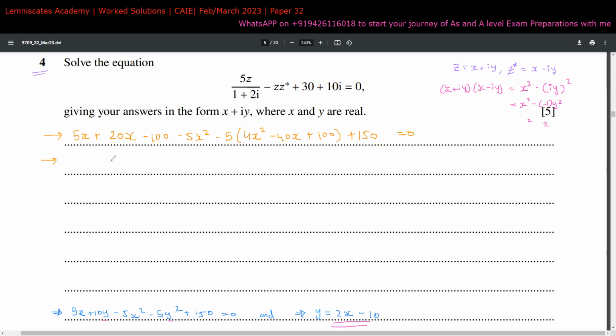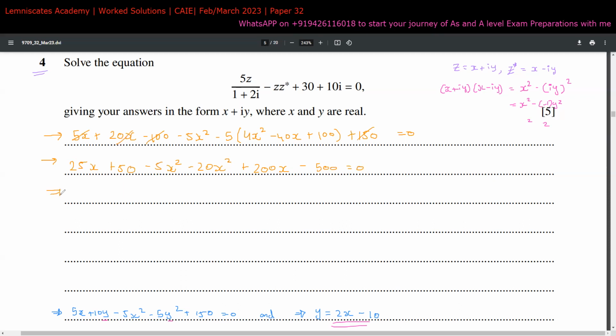Now let's simplify this. Let's grab all the x squared terms, or else I'll just open the bracket for simplicity. So 20 plus 5 is 25x. Then this minus 100 plus 150 becomes plus 50. I'll just eliminate the terms that we have done. So that is plus 50. Then we are having a 5x minus 5x squared term. Then this is minus 20x squared term. Minus minus is plus. Then 4 5s are 20 into 10 becomes 200x. This is minus 500 is equal to 0.